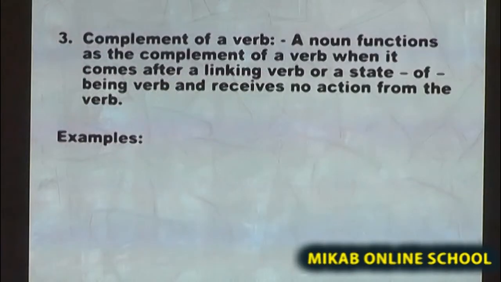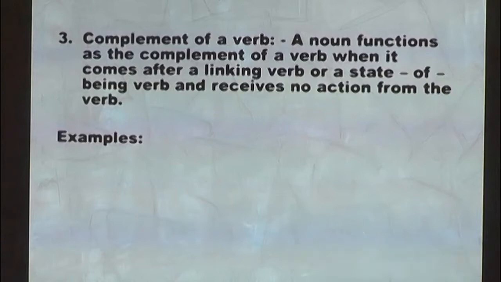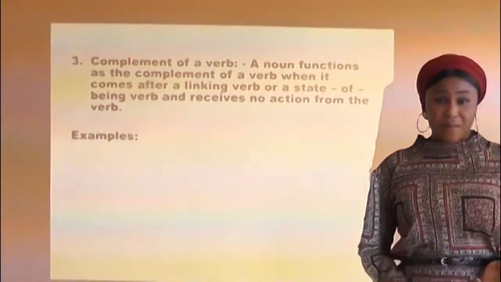Now let us look at the third function of a noun in a sentence. The third one is complement of a verb. How does it function as a complement of a verb? A noun functions as a complement of a verb when it comes after a linking verb or a state of being verb. I call it again a state of being verb, and receive no action from their verb.